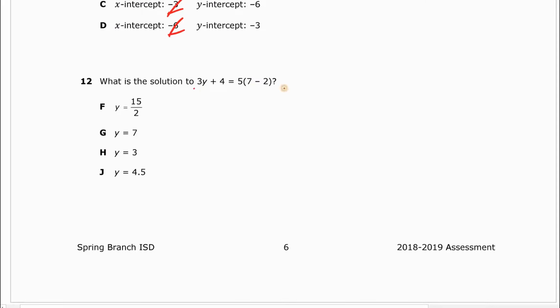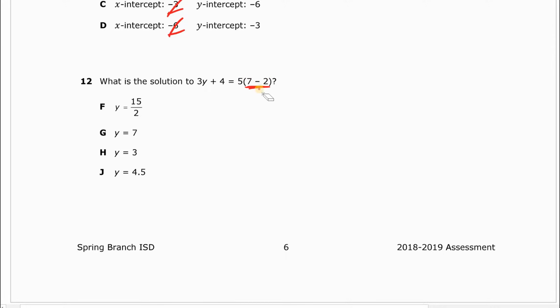Number 12 asks us to find the solution to an equation. Normally we distribute inside the parentheses, and we could here, but the reason we don't have to is because there's no variable in there. On the previous problem we did, it said something like x minus, so we had to distribute because we can't combine an x. But on this we can do what it says.